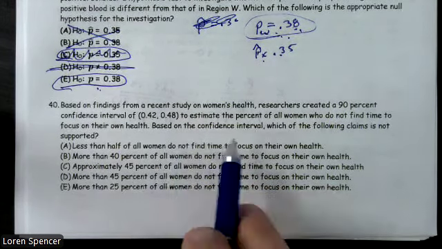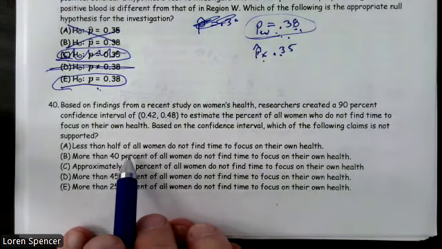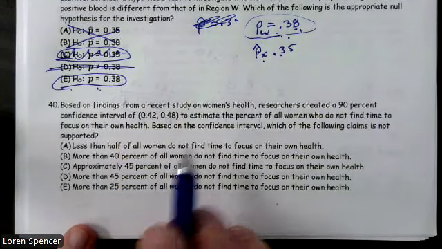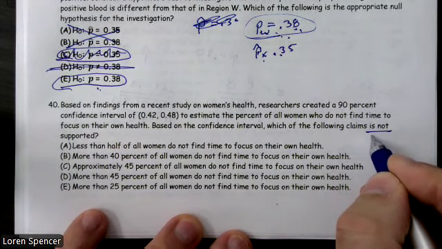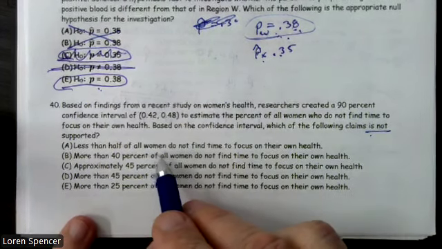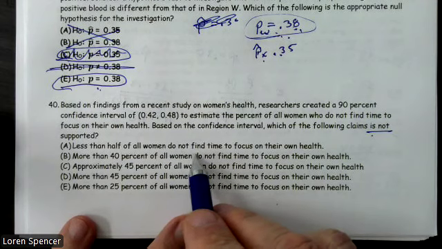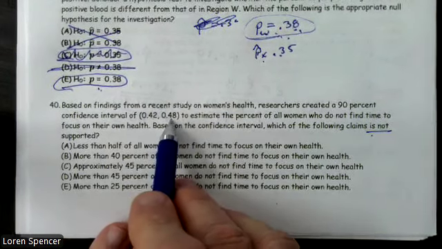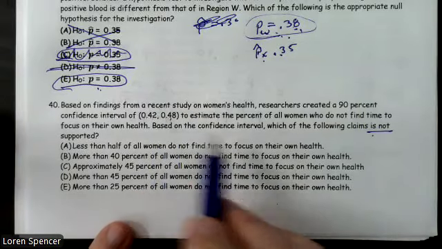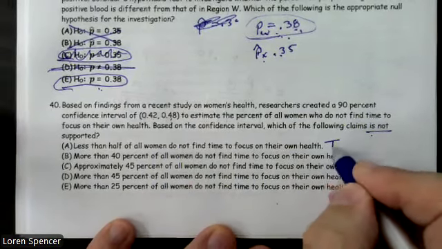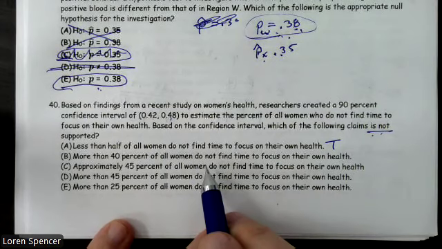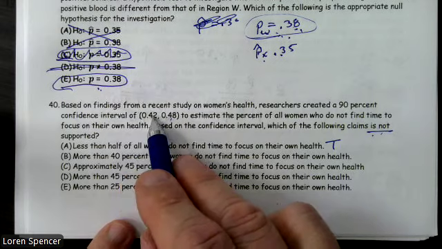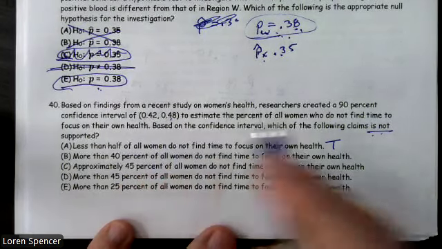Let's look at our answer choices. Which of the claims is not supported? Less than half of all women do not find time to focus on their health. Yeah, 48% is less than half, so less than half do not focus. That looks like a true statement. We're looking for not true. More than 40% of all women do not find time. Well, 42 is more than 40. Both ends are, so that's true.